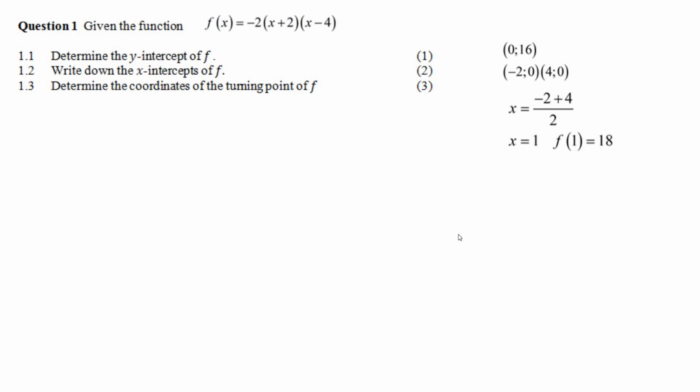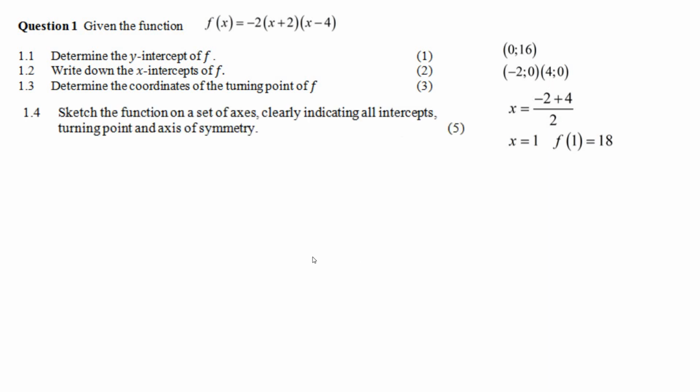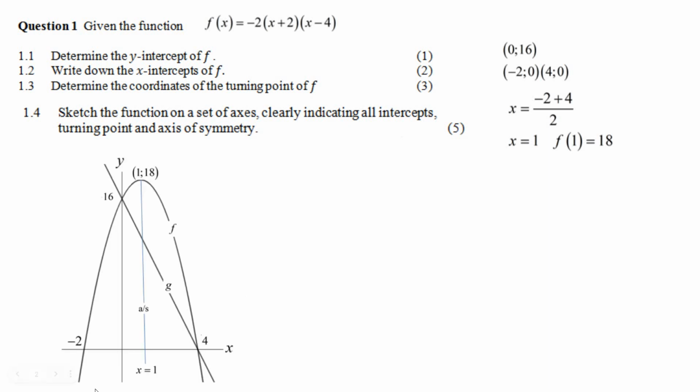And then all you do is go and sketch this. This is an unhappy parabola. It's got that y-intercept, these x-intercepts, and that turning point. So if you sketch it, it's going to look like this. There's your x and y axis, with intercepts at -2 and 4. It turns right at (1, 18). And there's the function f, all done.